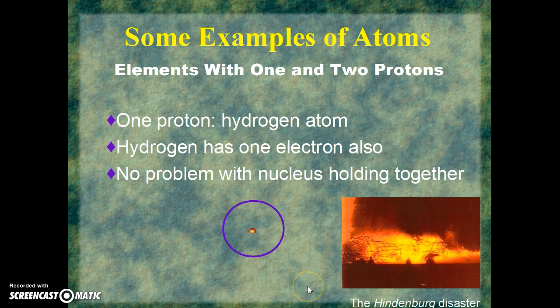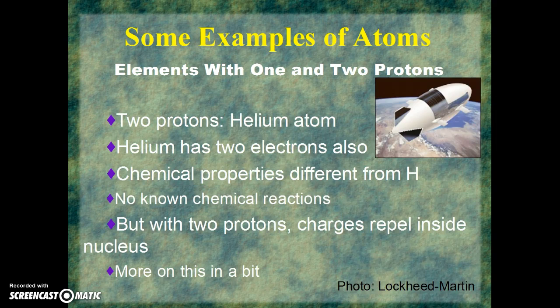And by the way, hydrogen gas comes in packages of 2. We say it's diatomic. H2 is its formula. Helium has 2 protons. You can see there a helium blimp from Lockheed Martin. That's a mock-up. Helium has 2 protons, and it also has 2 electrons.